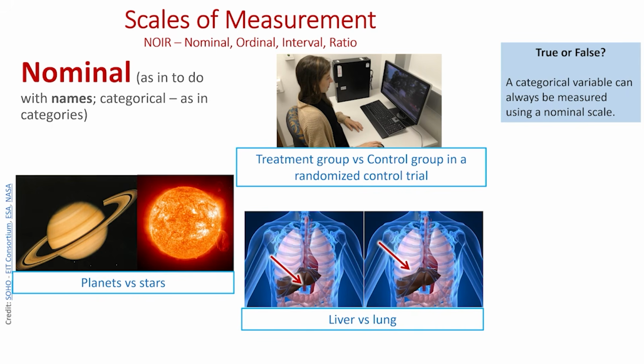Let's start with this one. True or false? A categorical variable can always be measured using a nominal scale. That's true, because categorical and nominal are essentially referring to the same thing. So the answer to that would be true.